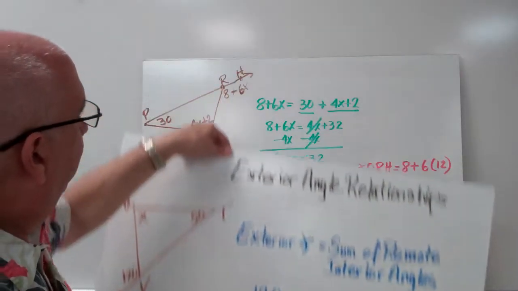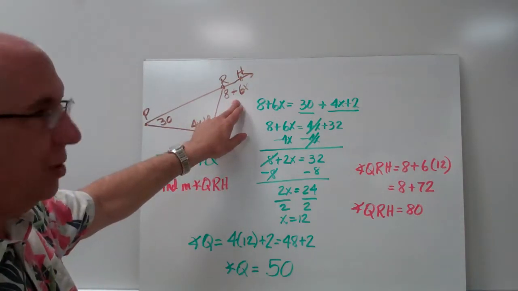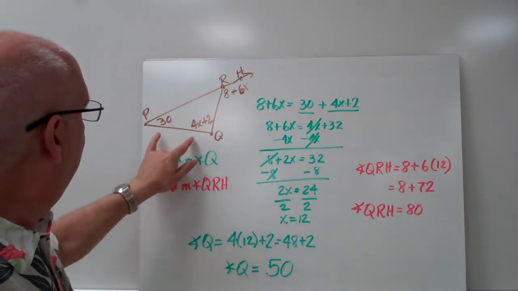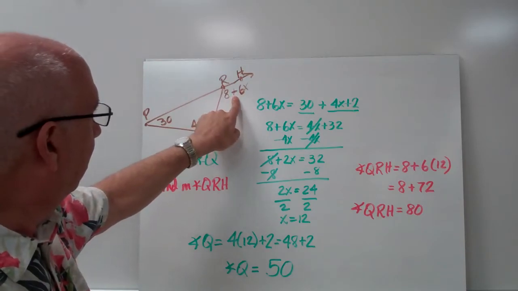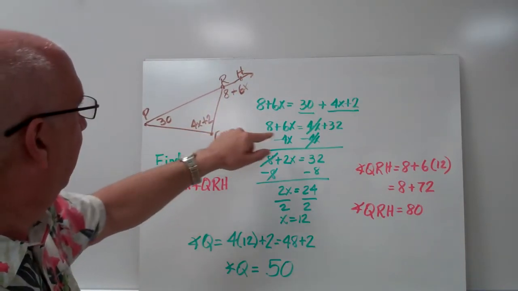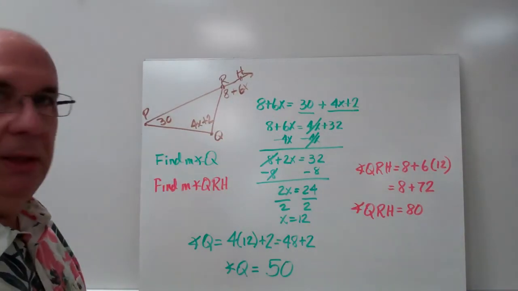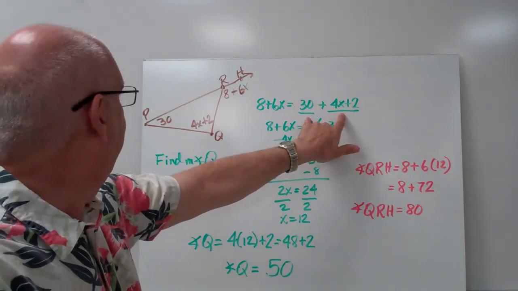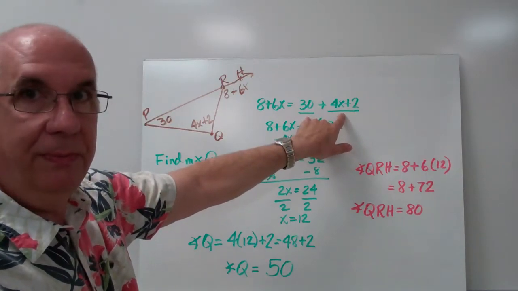Let's extend that. Here's another example. Here's your exterior angle. That's one side extended with an auxiliary line, and your two remote interior angles. The exterior angle is equal to the sum of the remote interior angles. So the exterior angle is equal to the sum of the two remote interior angles, 30 plus 4x plus 2.